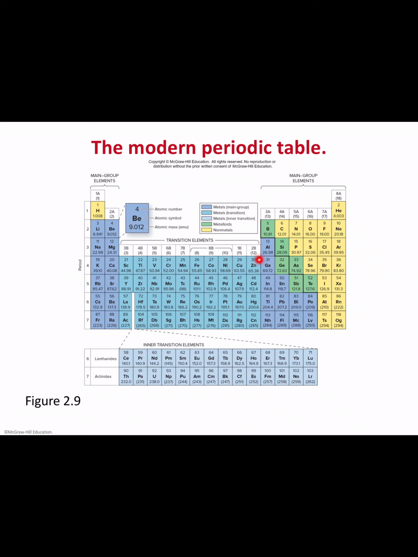Don't worry too much about how the groups are numbered. What you need to remember is which ones are the main groups. So these first two columns and this section are main group elements, and these are main group metals. And in between this section, we call them transition metals. Okay, they are called transition metals.